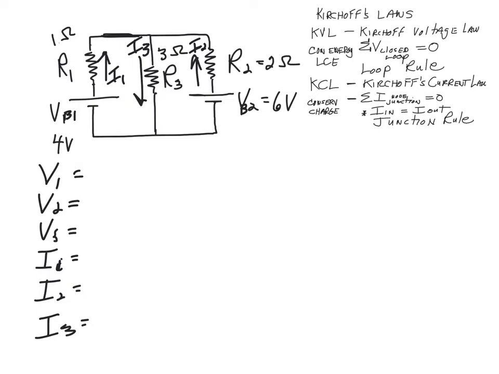So I1 starts here, goes through the battery. Remember, current does go through the battery, just like water goes through a pump. It goes through this resistor and gets to this junction and then ends. I3, the current through resistor 3, starts at the junction and ends at this junction. And I2 starts at this junction, goes through the battery, goes through the resistor, and ends in this junction.